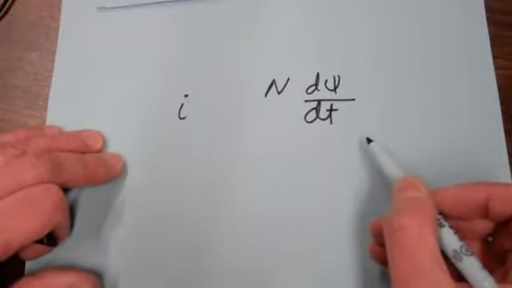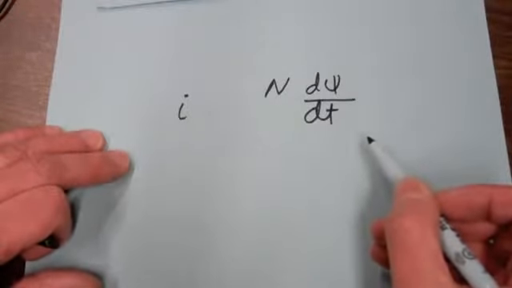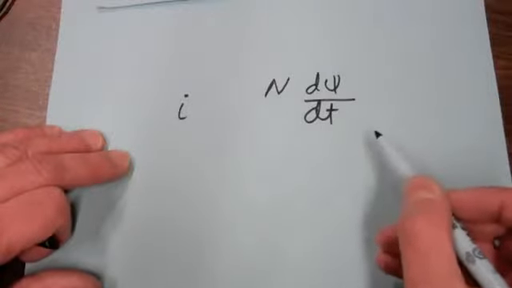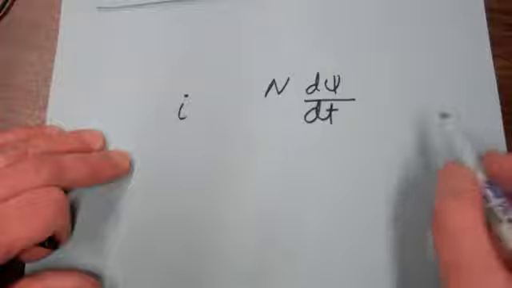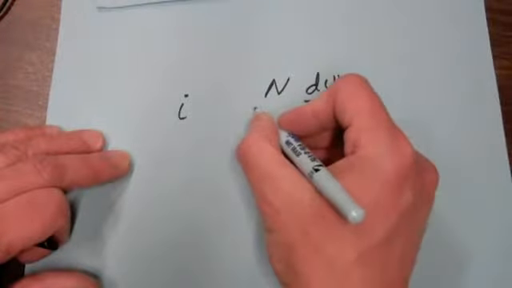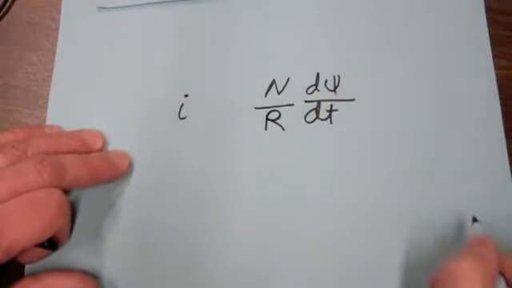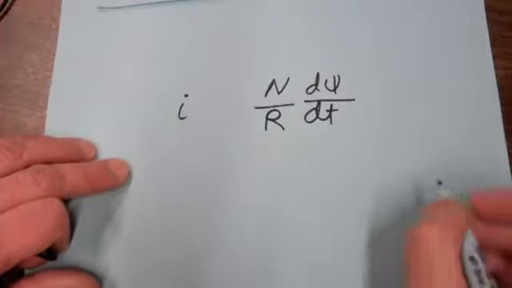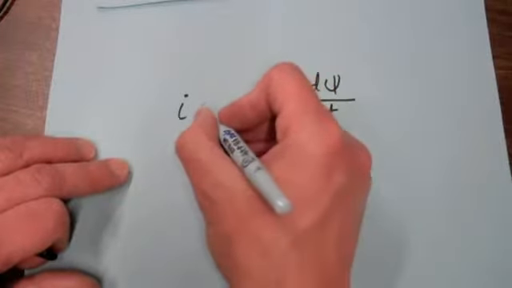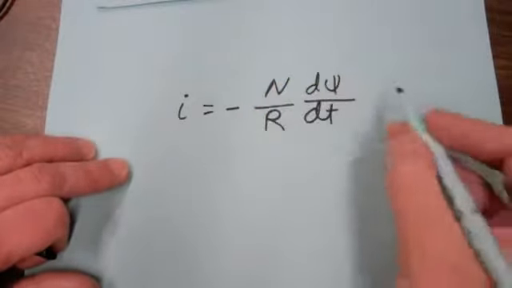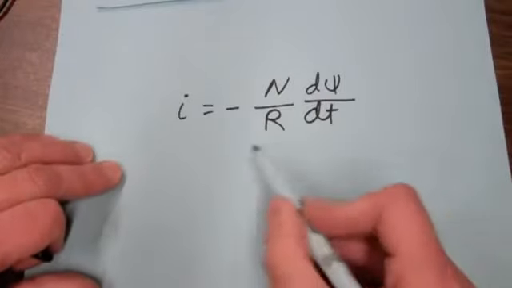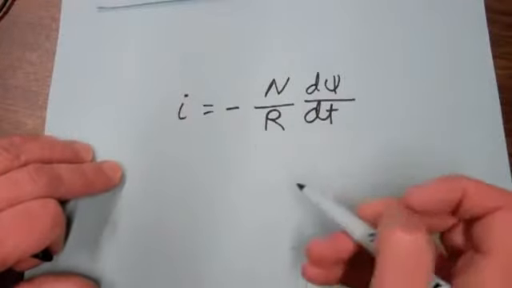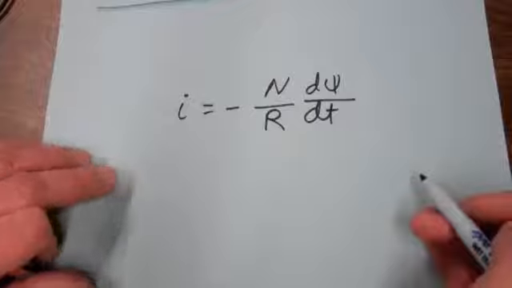Now, if we were to monitor the resistance of the whole circuit, that is of the coil and the wires and the ammeter, we would find that the current was inversely proportional to the total resistance of the circuit. Now, this equation is usually written as I is equal to minus N over R dψ/dt, and we'll talk about the significance of this minus sign in a future video on Lenz's law.